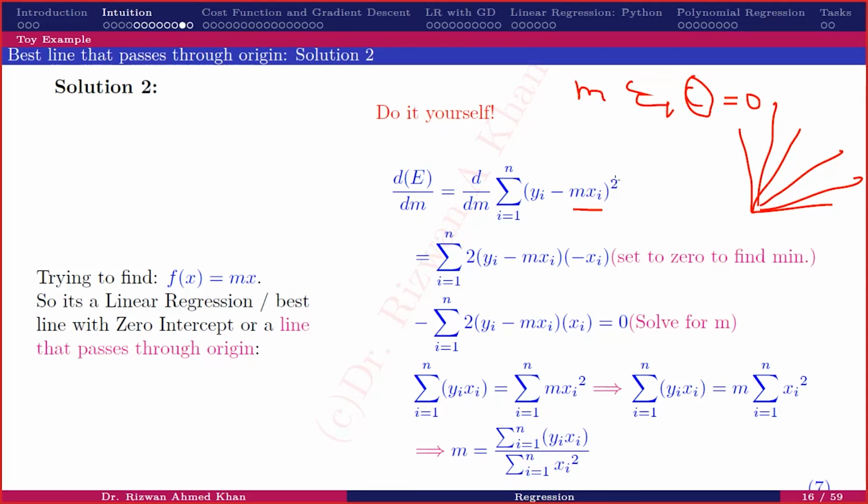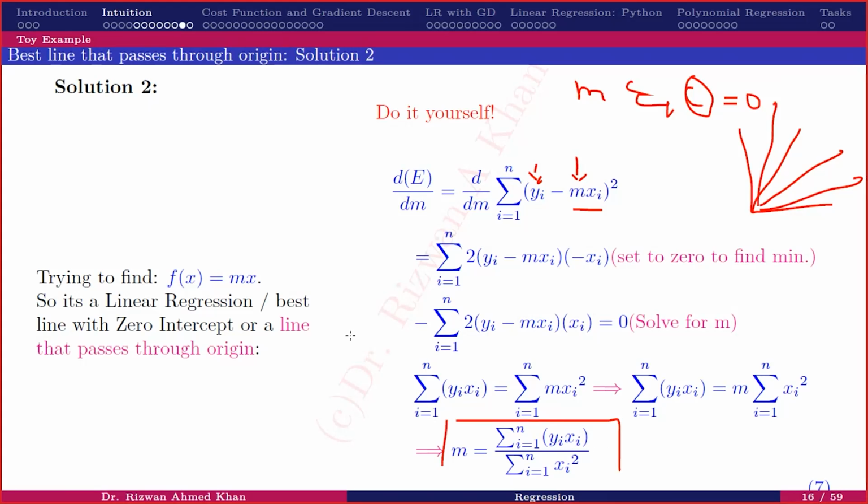And again, we can just write this loss function. So y is the actual value, m x_i, where m is the parameter. We can differentiate with respect to m, make it equal to 0 and find the value of m, or the slope of the line, which comes out to be like this.